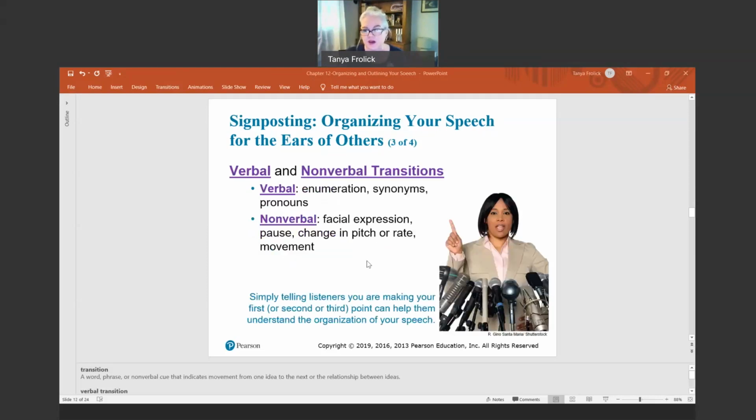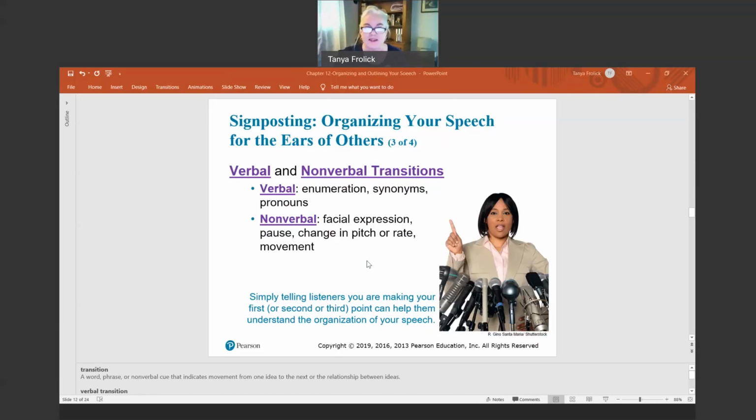Now, the transitions themselves can be verbal and nonverbal. Finger, and I said first, it helps your audience to get, again, that visual cue. Okay? First, and then non-verbally, okay? And then I say second, or I can use a facial expression, which is a nonverbal. We already know what that is.